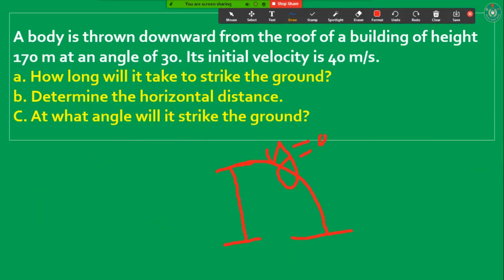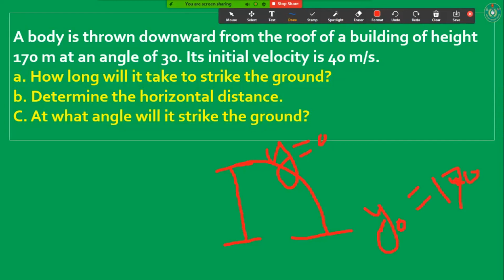So this is obviously y0. You can ask me why it is y0. It is because the ball is touching the ground, that's why it is denoted by y0. So y0 becomes 170.